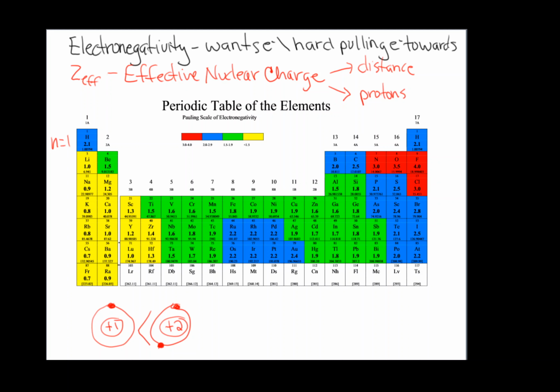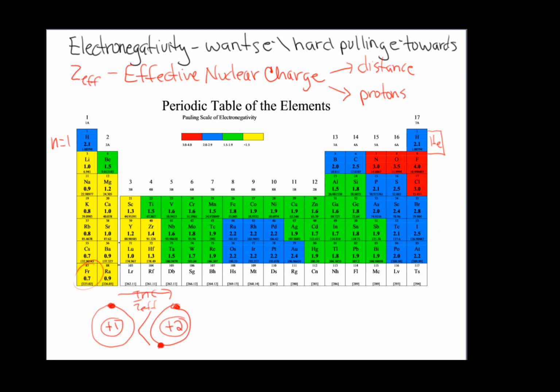In fact, helium is the element that has the highest effective nuclear charge on the entire periodic table. Well, wouldn't that make francium the least? And the answer is yes. It's as far away with the fewest amount of protons possible. All right, well, that's what happens on the horizontal row. So the effective nuclear charge increases this way.